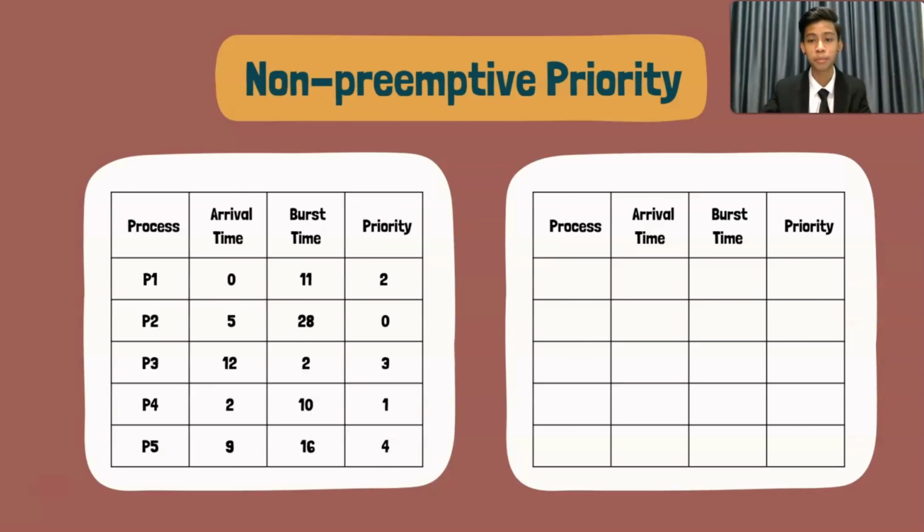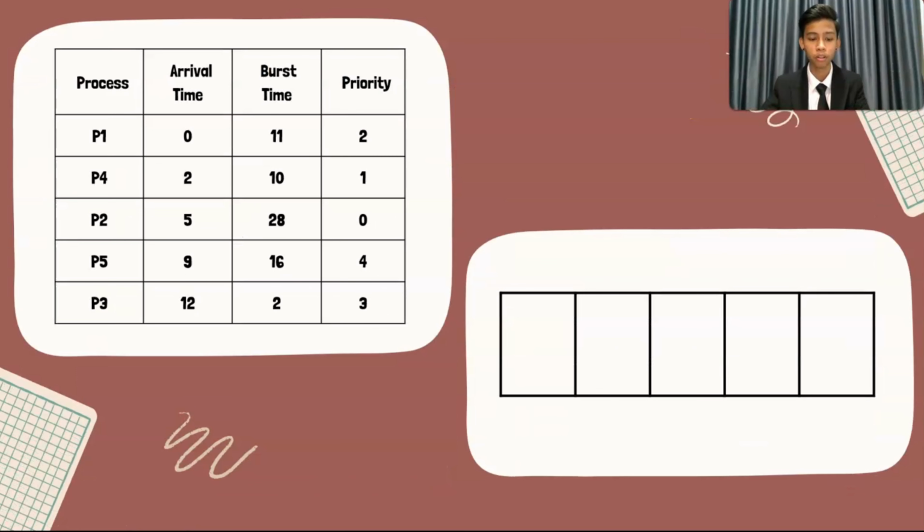So for the first question, which is non-preemptive priority, the first thing that we are going to do is rearrange them according to their arrival time. So the first process, which has the earliest arrival time, is P1, and then continuing on, we have P4, which has an arrival time of 2, and the next one, which has an arrival time of 5, is P2, and then P5, which has an arrival time of 9, and then the last one, P3, which has an arrival time of 12. So we continue off with the Gantt chart.